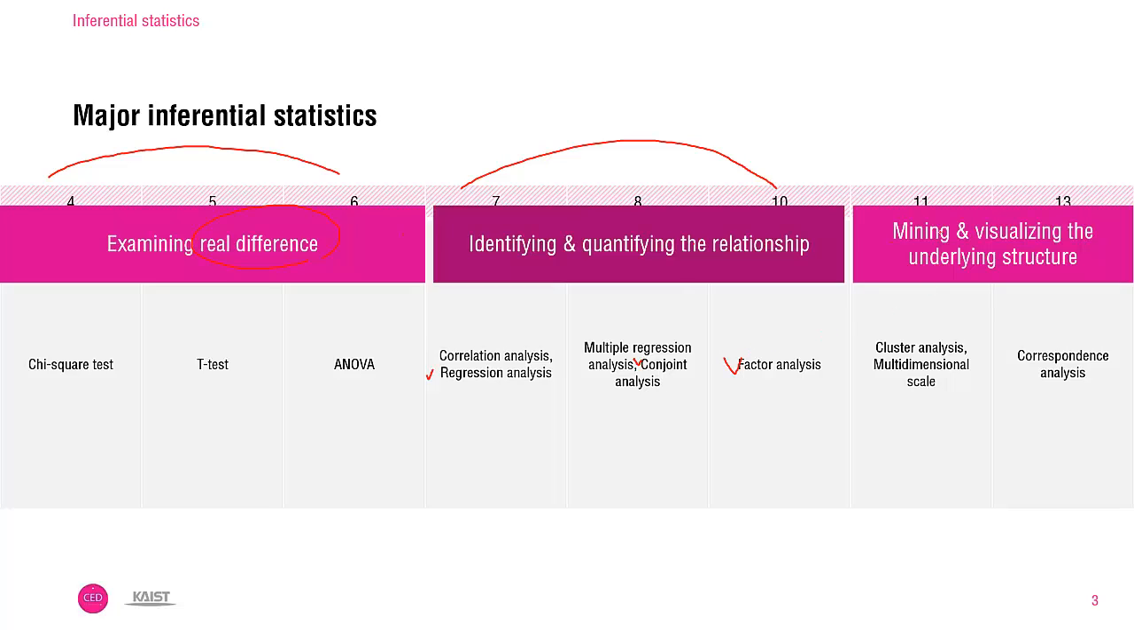The last group is to mine and visualize the underlying or the hidden structure among variables or among cases such as people. The last group will include the network analysis, and that is not mentioned here because it's not the inferential statistic.